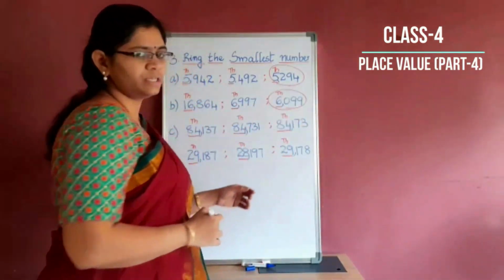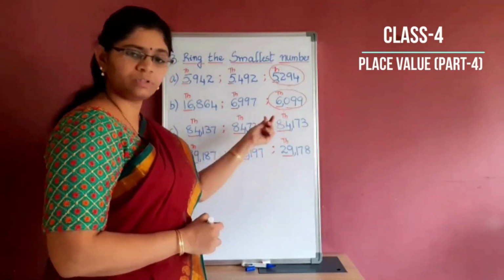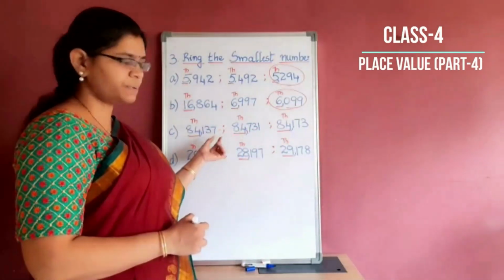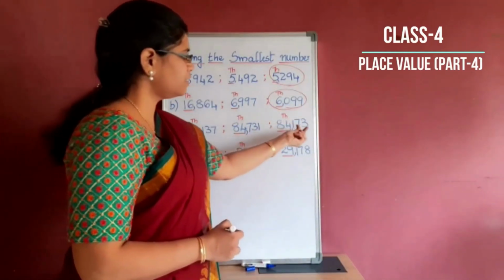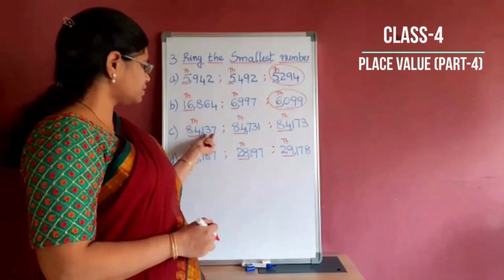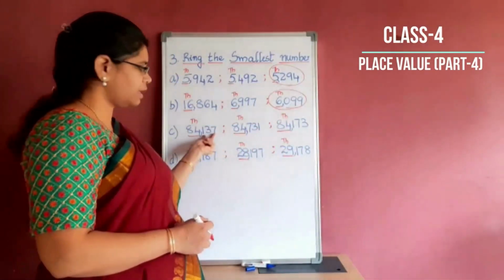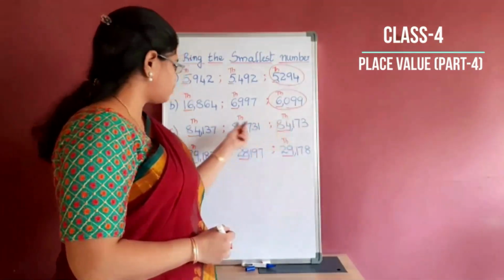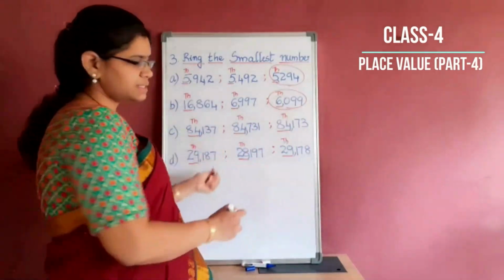Now let us check the next one. 84,000, 84,000, 84,000. In the thousands period, all are same. Now let us check the next period. 137, 731, 173. Which is smaller, children? We have two numbers in the 100s, 137 and 173. Which is smaller of the two? 137 or 173? This one, 137.